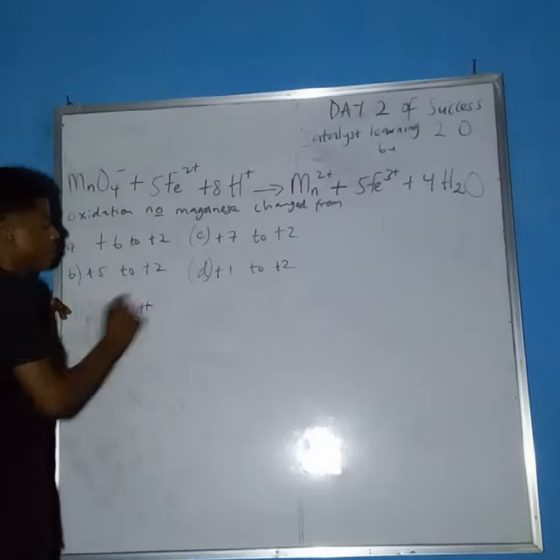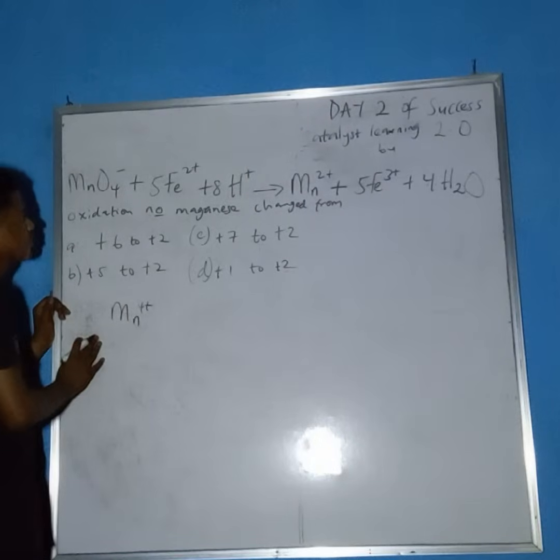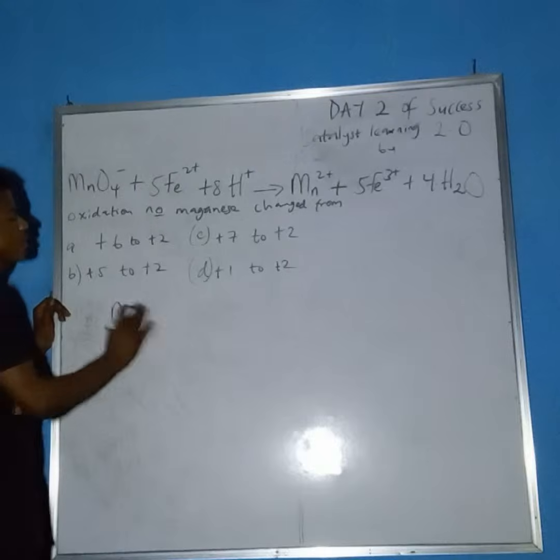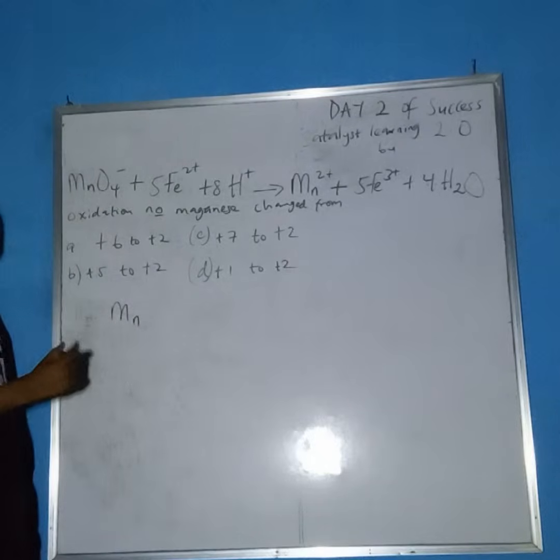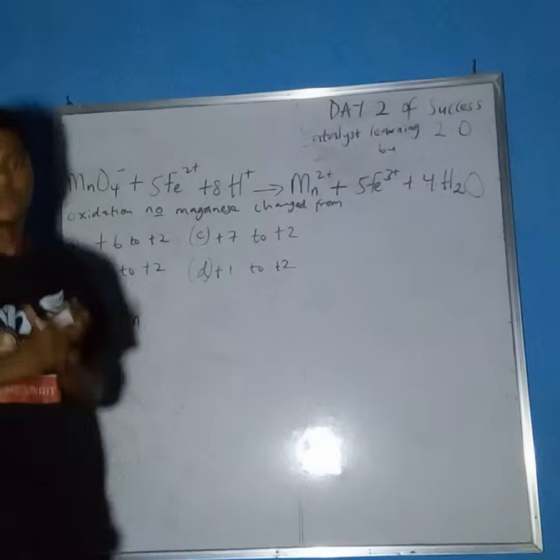Manganese gives out 4. Okay, not 4, it's 7. Manganese gave out 7 of its electrons to oxygen. And oxygen is what? Oxygen is -2.